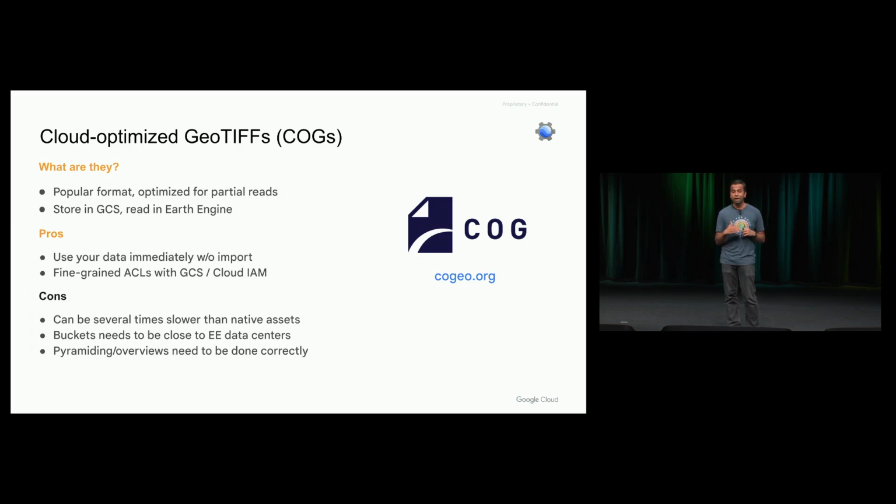Please make sure your COG has overviews. I cannot stress this enough. It is possible for people to create COGs without overviews. Earth Engine does not generate overviews on the fly. So if you don't have overviews in your COGs, and you're trying to use the load COG from URL feature, it will be slow, it'll struggle, and there will be failures. So just make sure that there are overviews in your COGs.